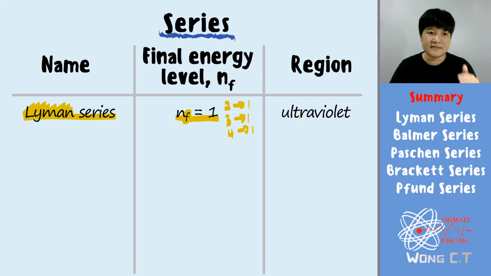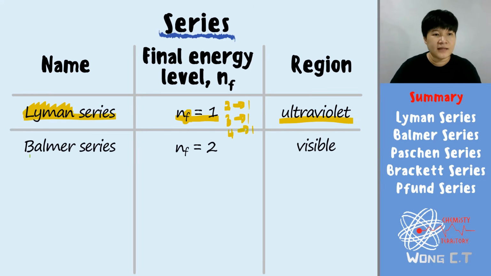And all the light produced in the Lyman series falls within the ultraviolet region. All the light produced will have a wavelength within the ultraviolet region. Next is your Balmer series. In the Balmer series, your n final must be n equals 2. In other words, all electrons must drop to n equals 2.